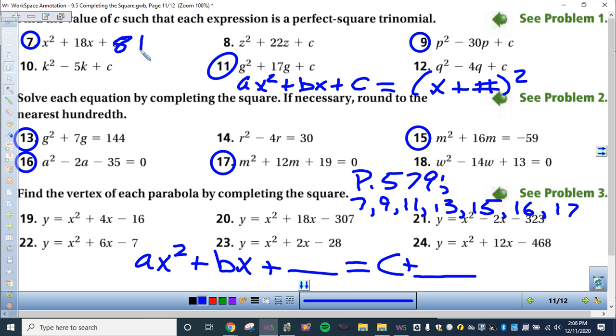If you look at 9, you do negative 30 divided by 2, which is negative 15. 15 squared is 225. So it would just be p minus 15 in parentheses squared. Do 18 over 2 squared, and then you get 9 squared, and you get x squared plus 18x plus 81. Yep. And then you're just square rooting those 2 terms. So the square root of x squared is x, the square root of 81 is 9, and you're done. You put a square on top.